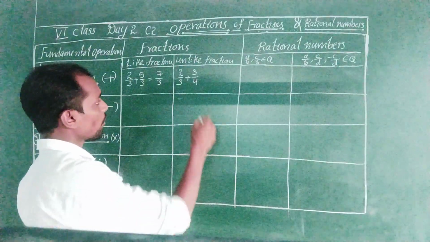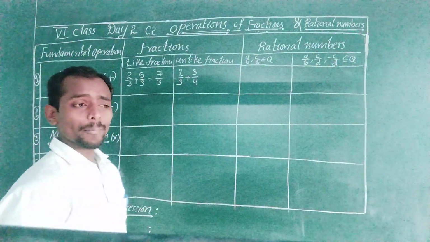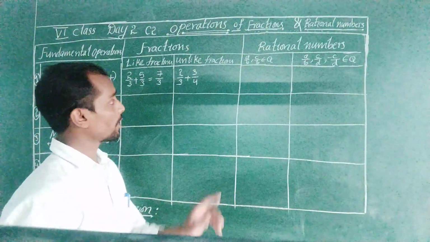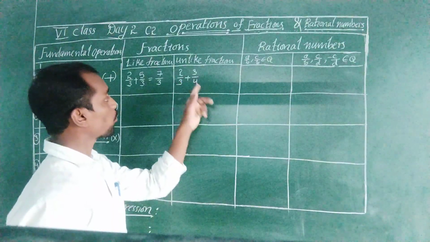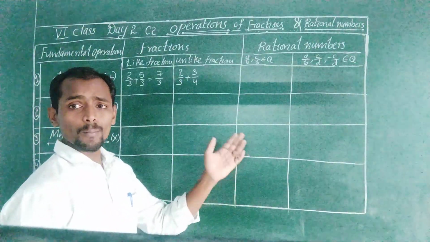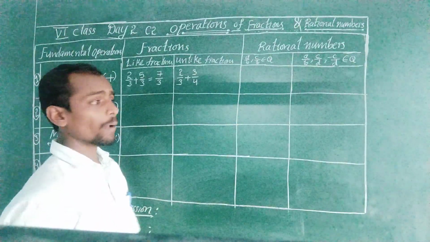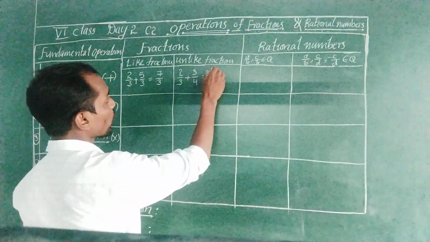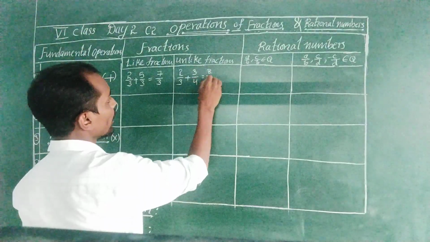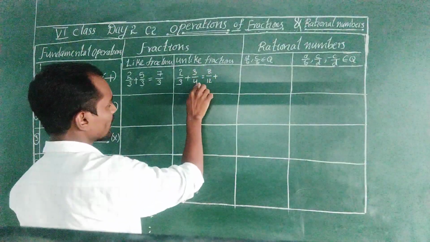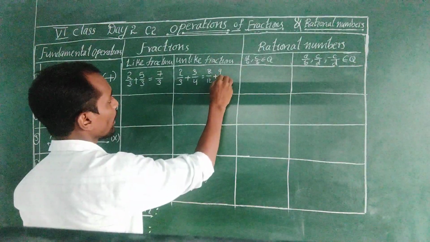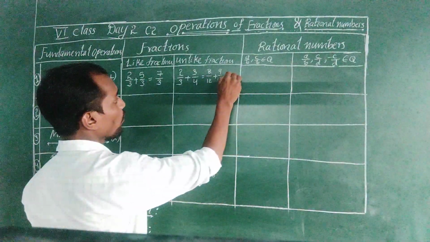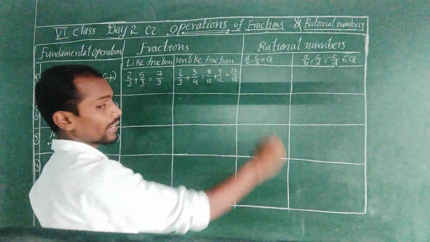We are well aware of it. The LCM is 4 3s are 12. Why? Because 3 and 4 are co-primes, and the LCM of co-primes is the product of the given numbers. Now equalize both denominators to the LCM by multiplying both numerator and denominator by the suitable number. Now it is equal to 2 into 4, 8 by 12, plus 3 into 3, 9 by 12. Now here, 17 by 12 is the answer.